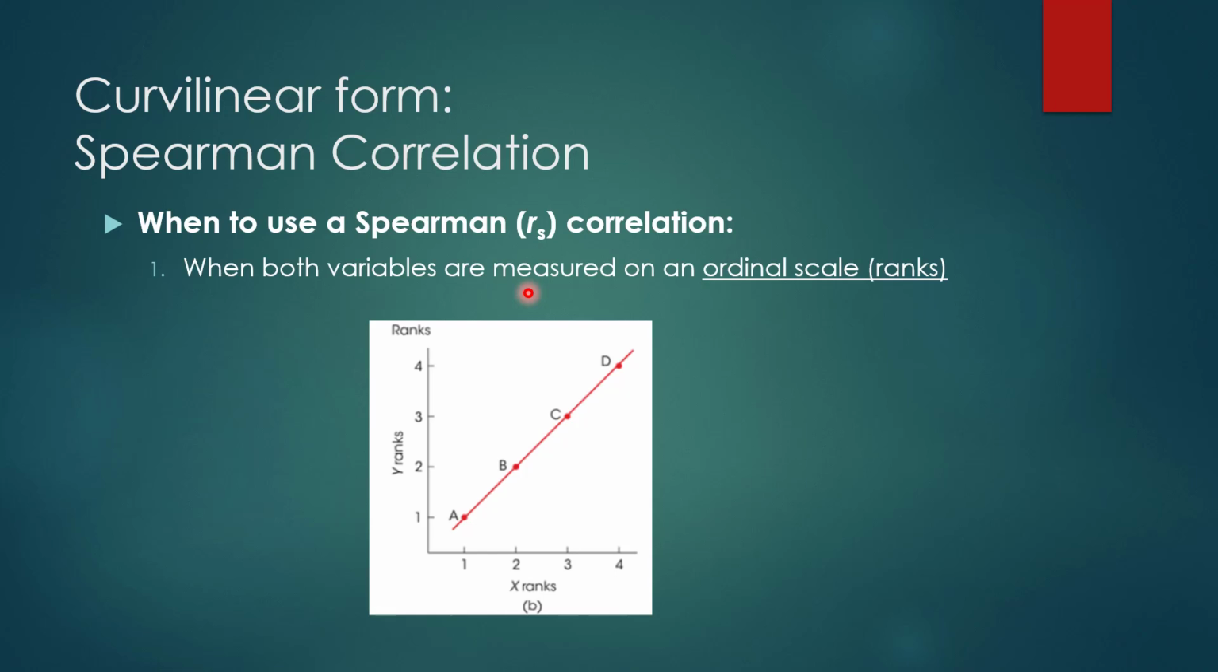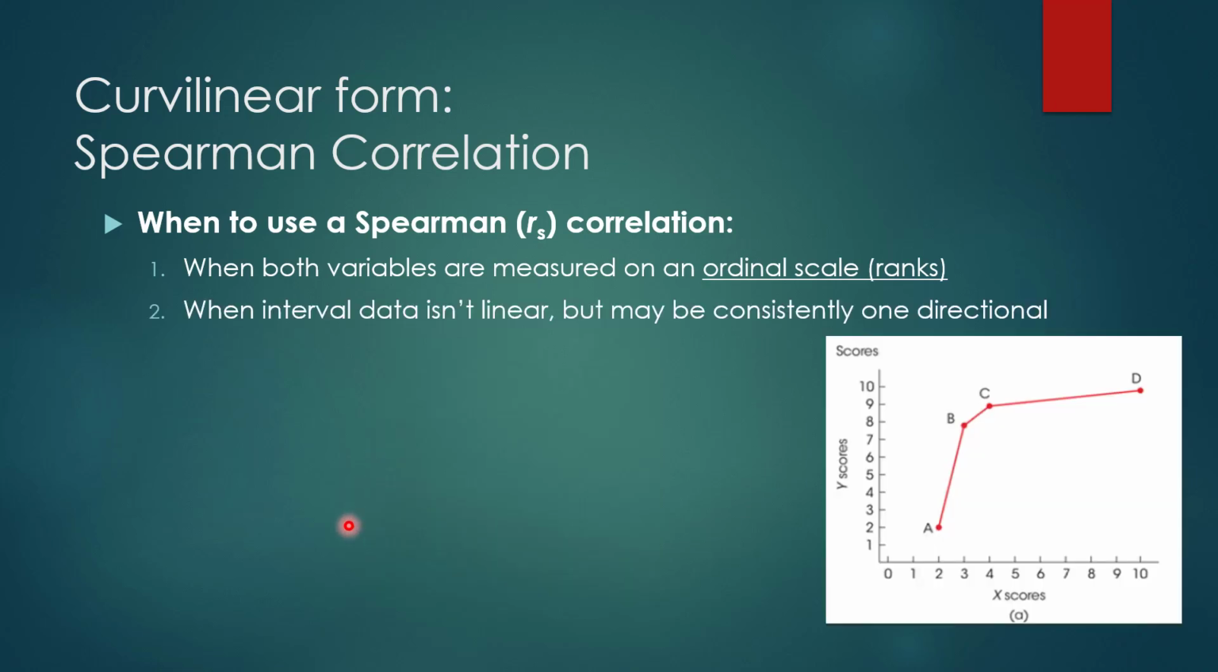So when do you use a Spearman's correlation? One way would be, even if we had a linear relationship, if both variables were measured on an ordinal scale or in ranks. So here your X scores are in ranks, like first, second, third, fourth, same thing for Y scores: first, second, third, fourth. You would need to use a Spearman's correlation.